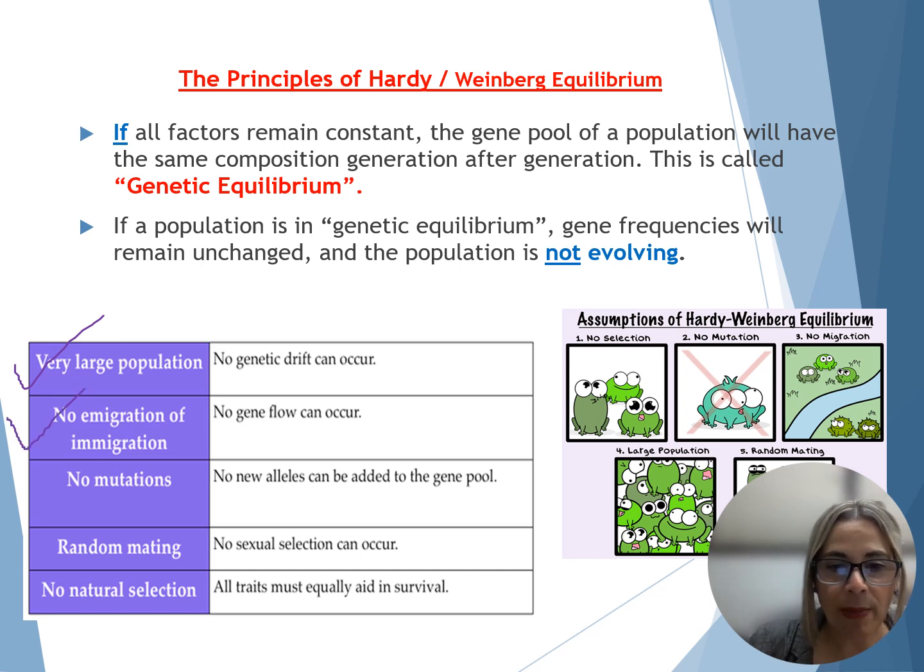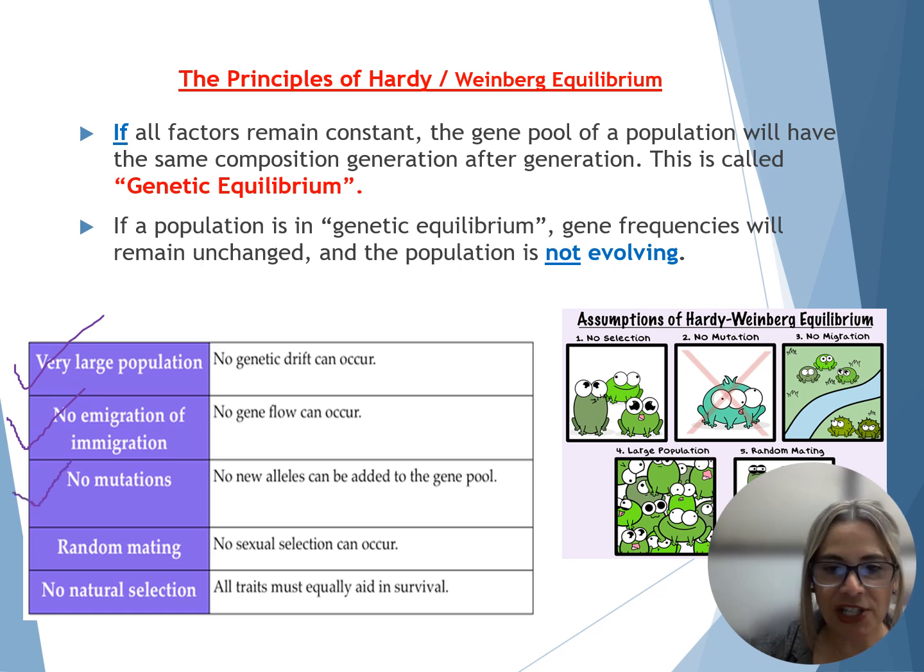There can be no emigration or immigration into the population. So you can't have any members leaving, and you can't have new members of the population coming in. If you think about that, it makes sense, because if new organisms are coming in and other individuals are leaving, then they're taking their genes with them, or they're bringing new genes into the gene pool, and that's going to alter that equilibrium. So nobody in, nobody out.